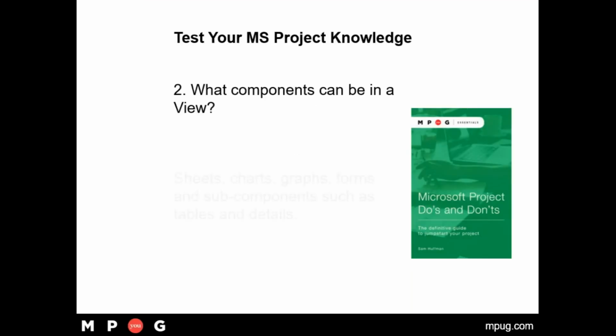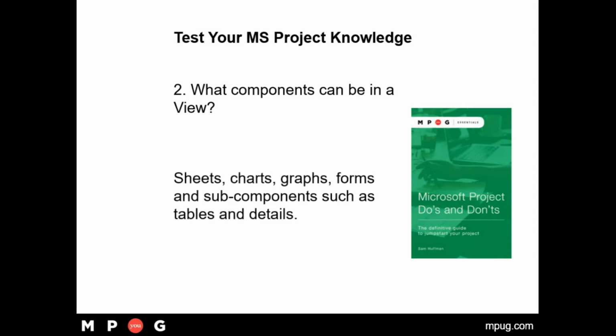What components are in a view? Well, that's a pretty wild question because there's lots. Sheets, charts, graphs, forms, and other subcomponents like tables and details can all be part of a view. In the video, I went through these various components and how they relate in order to produce a view. The default views in Project are powerful, but in a later chapter, folks, we will slightly customize a few views in order to get this information to pop. We'll let Project do the computations and produce answers so that we can make data-informed decisions about our project.